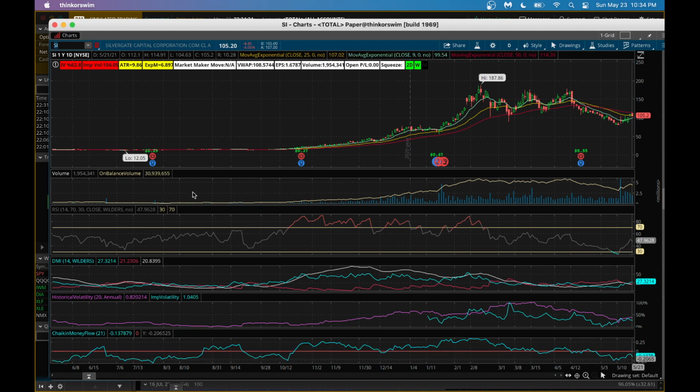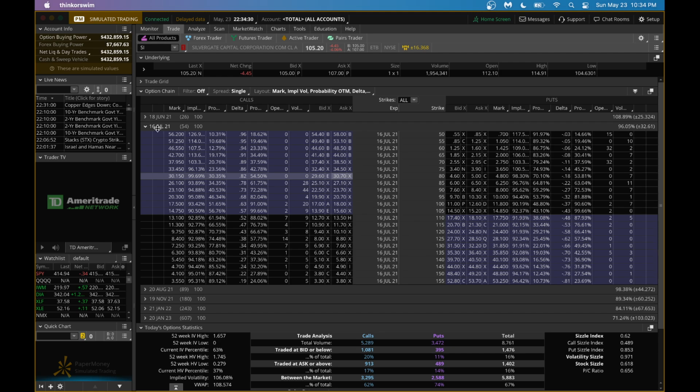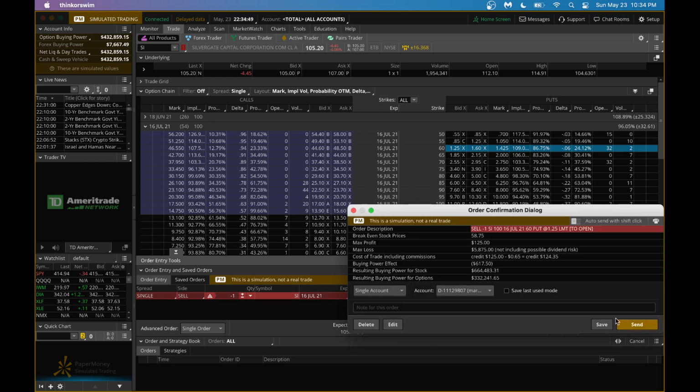So with this, we could employ some similar strategy here. If we go to Silvergate, there is a 26-day out, there is a 54-day out. I think this is good enough for us. As you can see here, we got very good premium here. If you sell a 50, 60 put option here, you will bring in $1.25. That's a good deal. You could just do it this way. The only problem is the buying power effect is 617 right now.